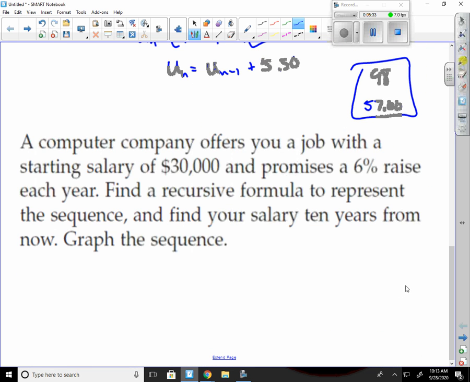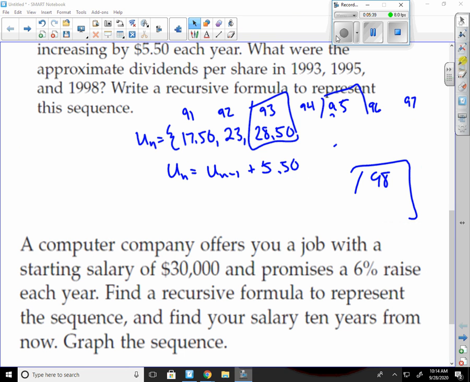Computer company offers you a job with a starting salary of 30,000 and promises a 6% raise each year. You'll notice I left a pause in there before I moved on to my next problem. My math wasn't adding up here. I can't go from 28.50 plus 5.50, just trying to do it in my head. That's going to give me 34, not 35, which then messes them all up. So that's 34 and 39.50 and 45. This one's 50, 50, and this would be 56. Sorry about that. It was one off for each one.